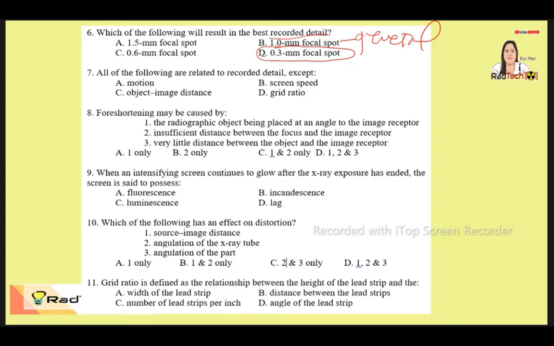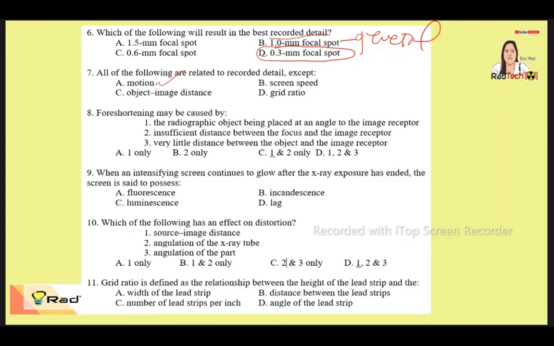Number 7. All of the following are related to recorded detail except. So, that is related sa ating object detail, except, so motion, yes, it affects the recorded detail, diba? Because it can result to image blurring if merong motion. Object image distance, yes, so because of the magnification.